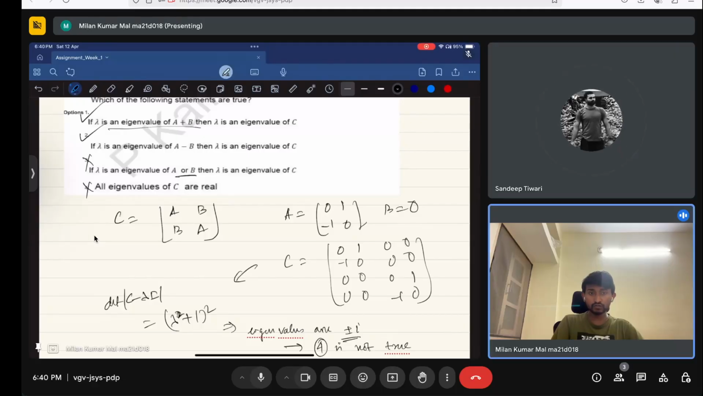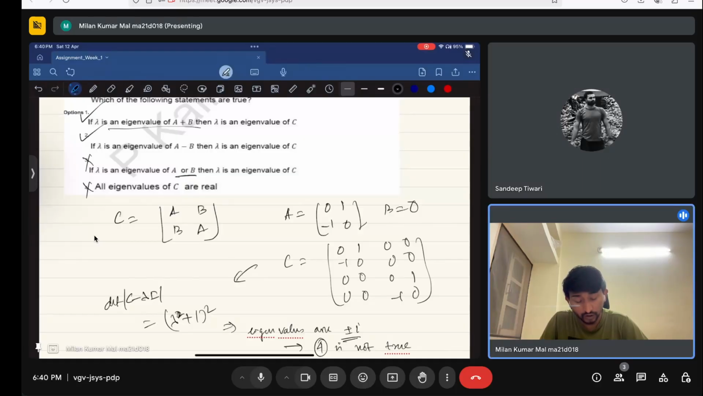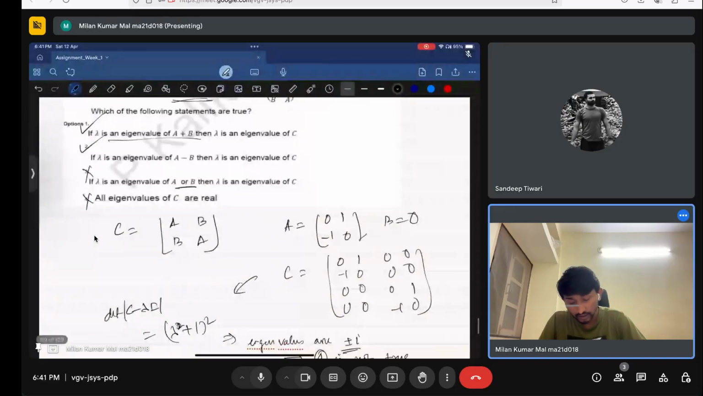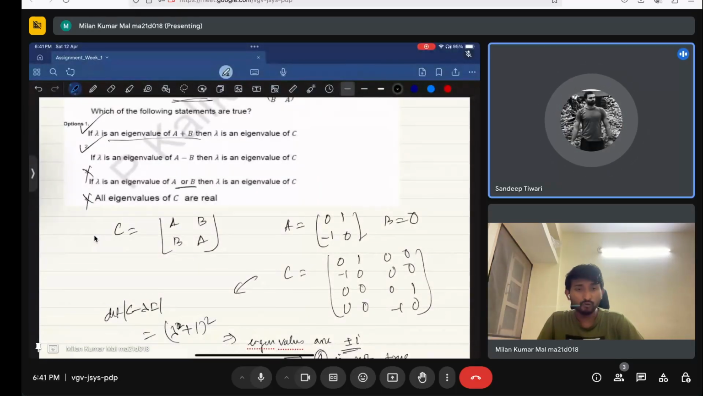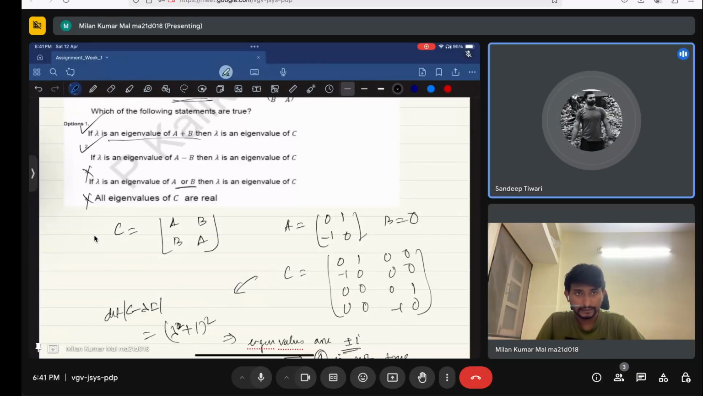Yes, it's true, no? I mean, there is no ambiguity, right? But 0 is an eigenvalue of B. Yes, 0 is an eigenvalue, but 0 is not an eigenvalue of C. That is what it asks, no? If lambda is an eigenvalue of A, yes, 1 is an eigenvalue of C. We have to contradict once, not twice, right? So there is not A and B, it is A or B, either A or either B.